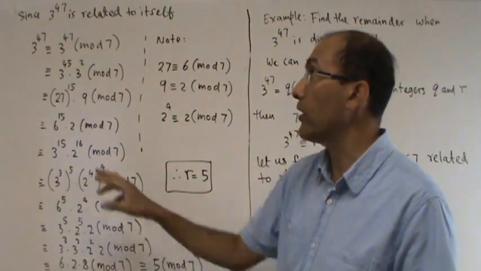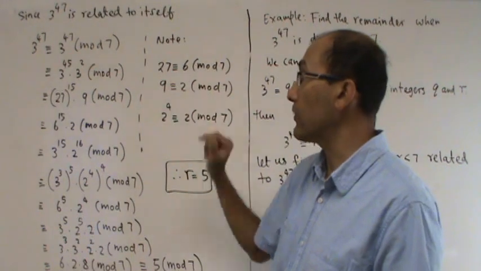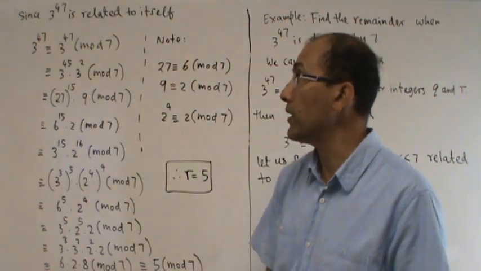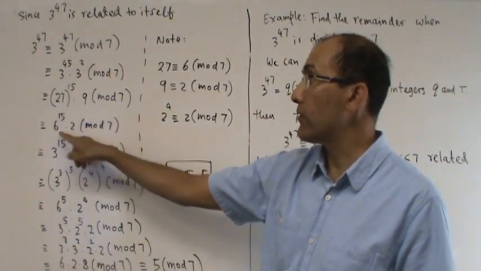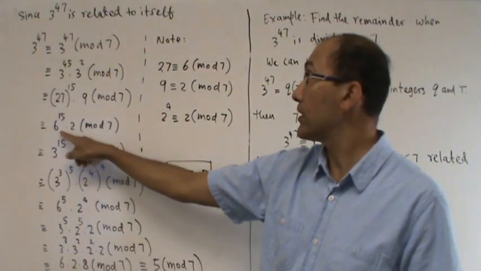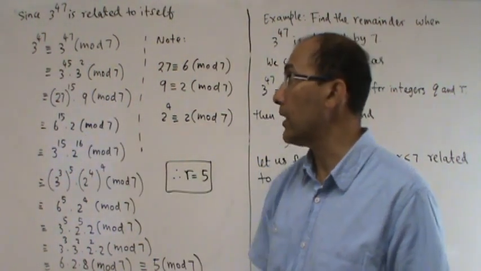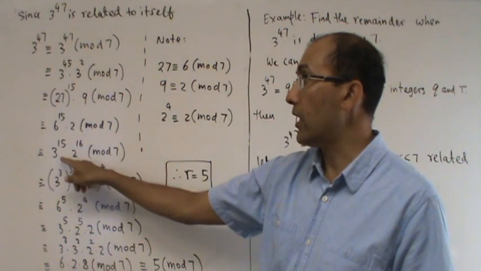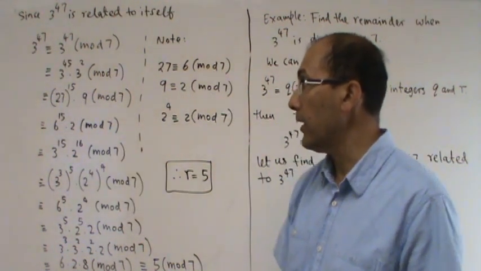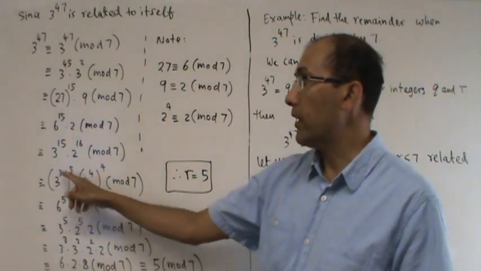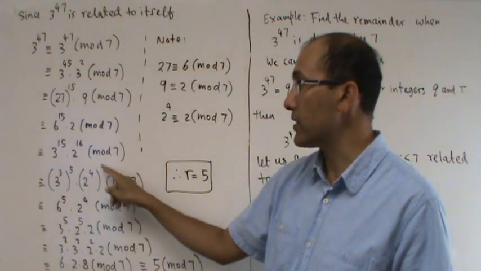So I know these simpler things, and I want to write it in terms of these numbers because I know what they are related to. So I'm writing 27 to the 15 times 9. 27 is related to 6, so it's 6 to the 15, and 9 is related to 2. And I can break it down some more. 6 is 3 times 2, so 3 to the 15, 2 to the 15, and then 2 to the 16.